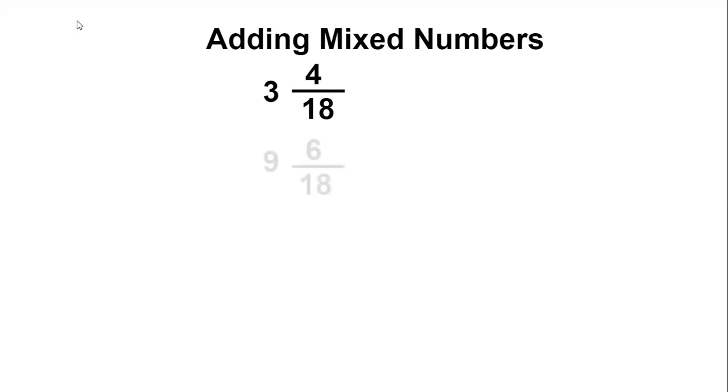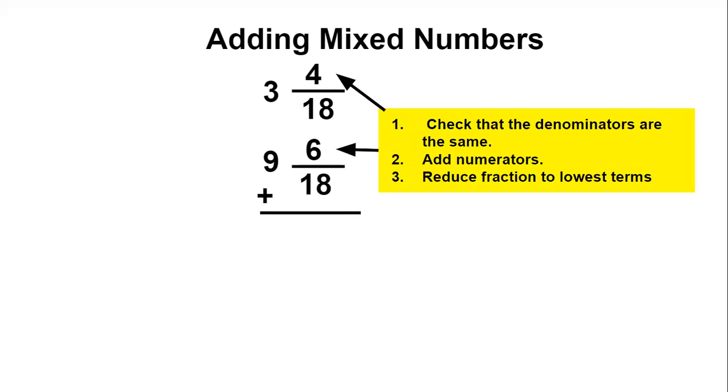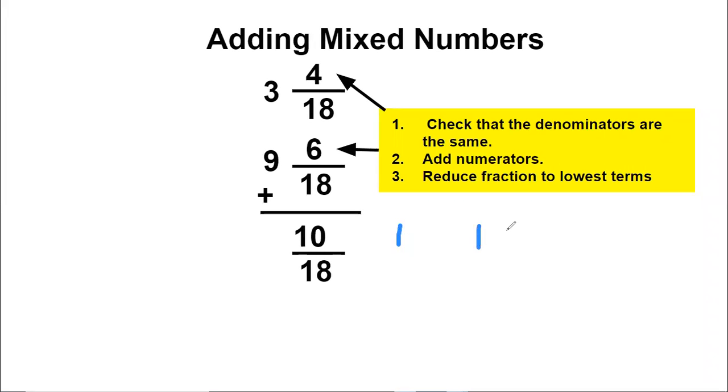3 4/18 plus 9 6/18. Add the fraction part first. Check that the denominators are the same, and they're both 18. Add the numerators, 6 plus 4. That gives us 10/18. Now we can reduce 10/18. We have to find the greatest common factor. Well, for 10 we have a 1 and a 10, and a 2 and a 5. And for the 18, we have a 1 and an 18, a 2 and a 9, and a 3 and a 6.